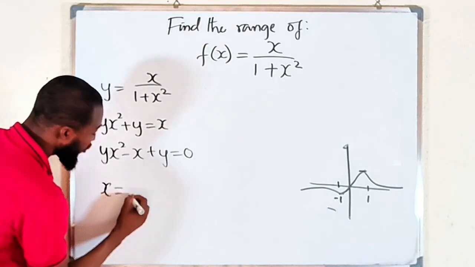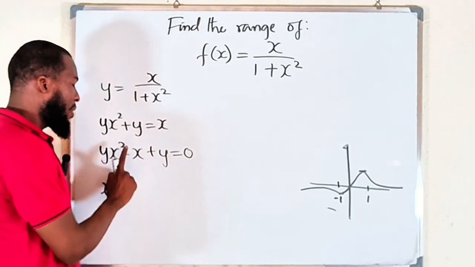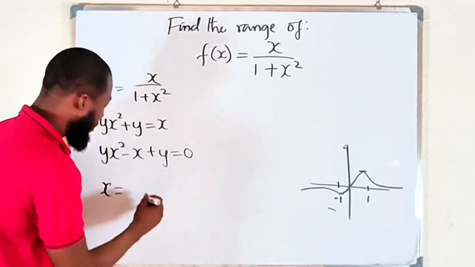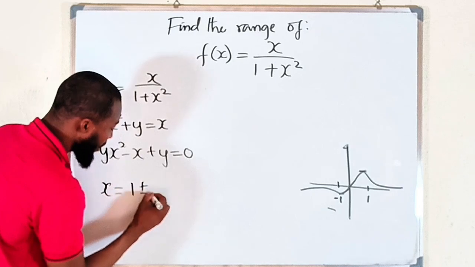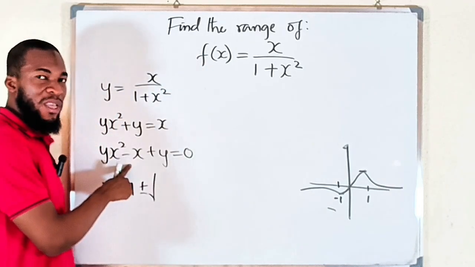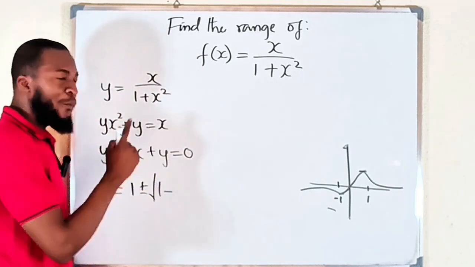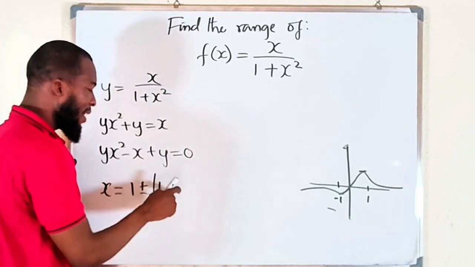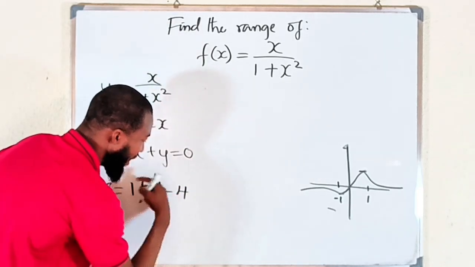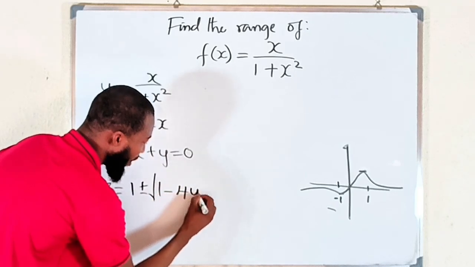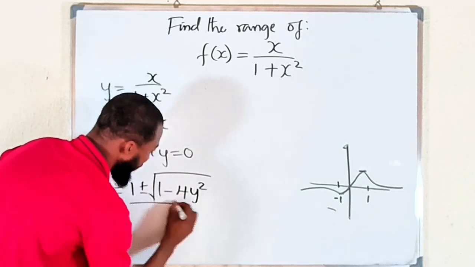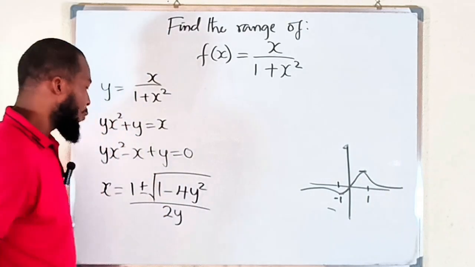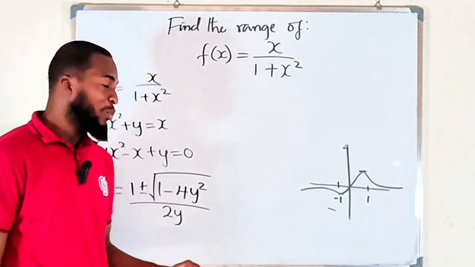Therefore, x will be equal to minus b. What is b? b is the coefficient of x, which is minus 1, and minus of minus 1 is plus 1. Then plus or minus the square root of b squared. Negative 1 squared is 1, minus 4ac. 4 times y, because this is a and this is c. A and c are both y, so y squared, right? All under the square root, divided by 2a, which is 2 times y.